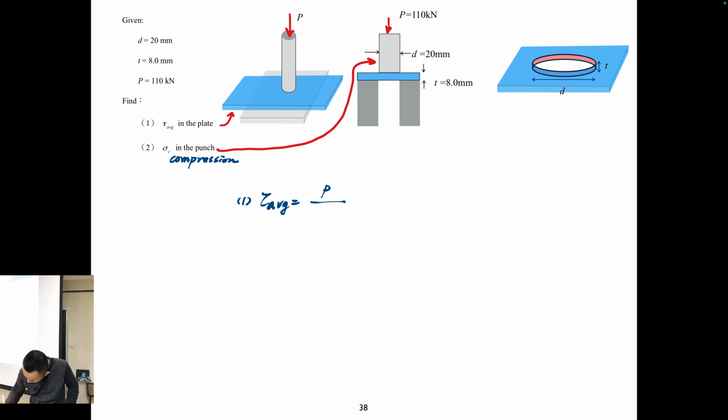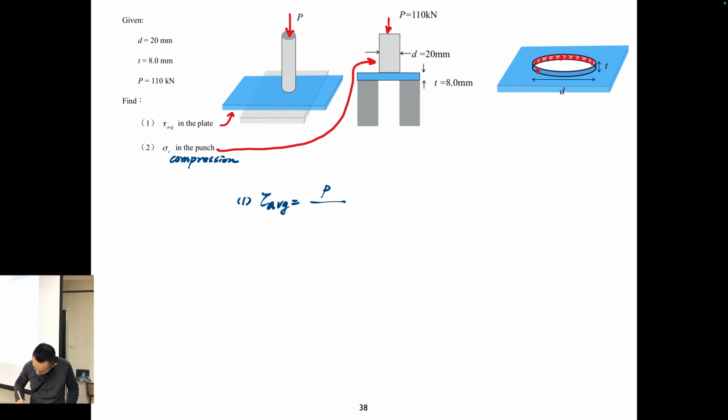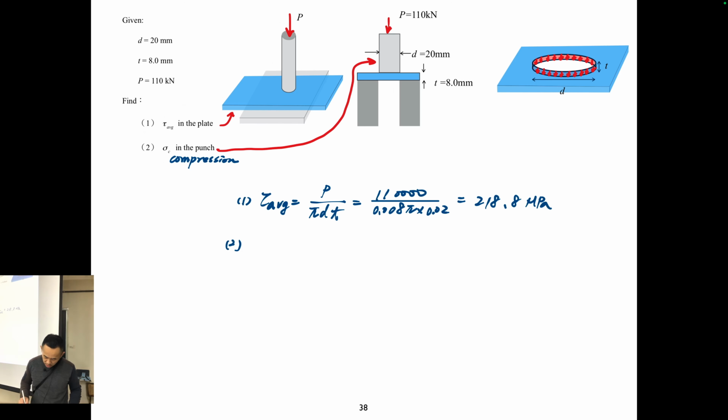Here, right? You can see this area is where the force is acting on and also parallel to the force, 平行, right? So this is pi dt, okay? 0.008 pi times 0.02, 1218.8 pi. Okay, easy.